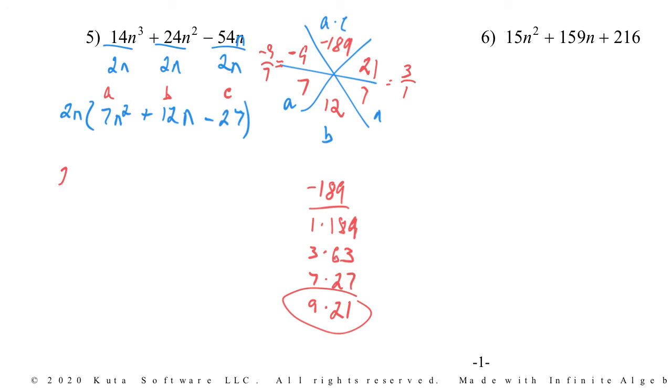So now I just write my answer. 2n parentheses, take the side fraction, put the bottom number first, and then the top number. So 7n minus 9. Then go to the other side fraction, do the same thing. 1n plus 3. And then you're all set.